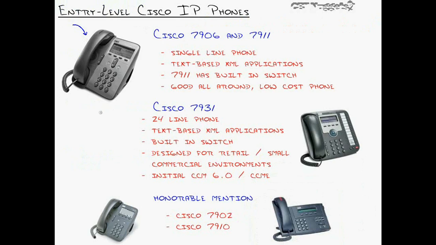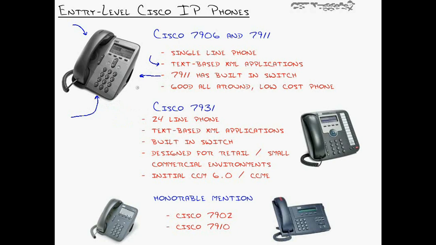The 7906 only has one incoming Ethernet port from the wall, and that's the end of that Ethernet jack, whereas the 7911 has a built-in switch where you can actually attach an outgoing computer. So you can connect a computer to the phone and not have to run two Ethernet jacks to every single cubicle. Now, this is a single line phone. It supports text-based XML applications.